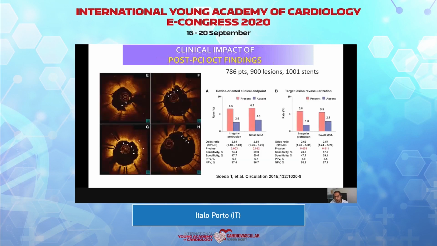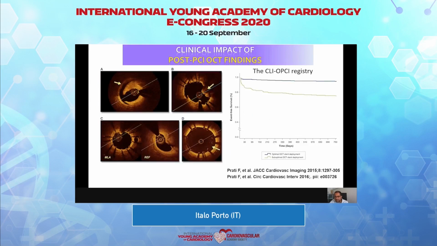And if you obtain optimal OCT results, you have a better prognosis, which is associated with absence of irregular protrusion and larger minimal stent area. Again, Francesco Prati's results show us that if you obtain optimal OCT results, you have optimal long-term results in terms of prognosis.